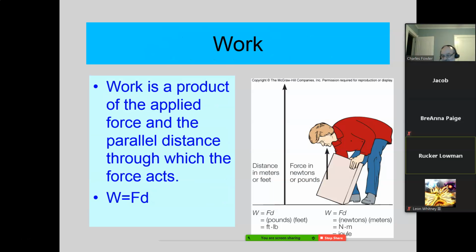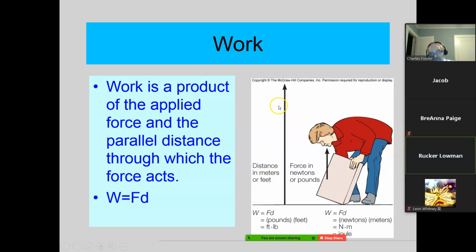Now, let's look at some of these forms of energy. One of these forms, the one they mentioned first, and this is 3.1, is work. Work is a product, that means multiplied, of an applied force. So I said it was related to force. Here this guy is picking up a box, so he's exerting a force upward.